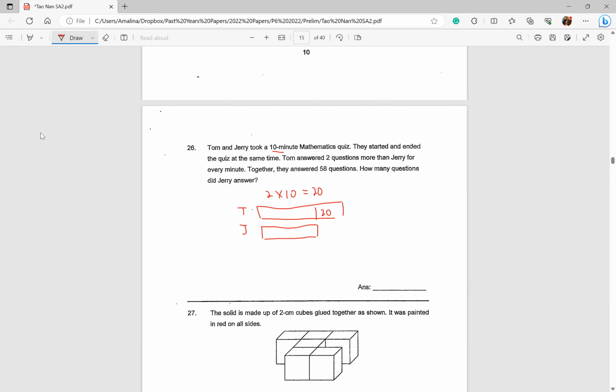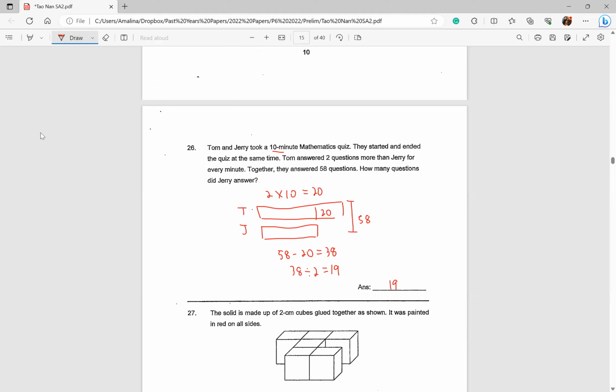Okay, my total is 58 questions. So I can minus off and then divide by 2 to find for Jerry. So 58 minus 20, I get 38 questions. And then 38, I divide by 2, I get 19. So that's the answer for question number 26. Jerry answered 19 questions.